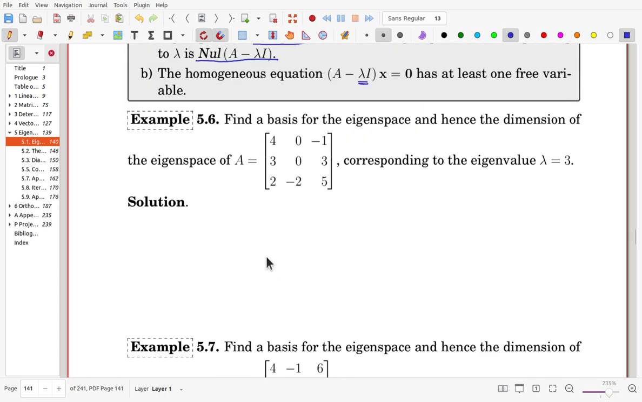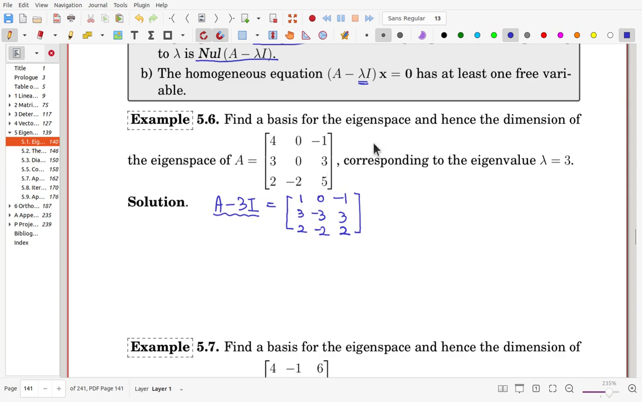Find a basis for the eigenspace, and hence the dimension of the eigenspace of this matrix corresponding to the eigenvalue lambda equals 3. That means we have to find the null space of A minus 3I. Then that is the eigenspace of the eigenvalue 3. So let's form A minus 3I, subtracting 3 along the diagonal. So 1, 0, minus 1, 3, minus 3, 3, and here 2, minus 2, and 3 is subtracted, so that is 2.